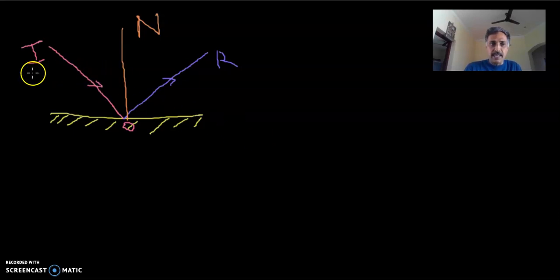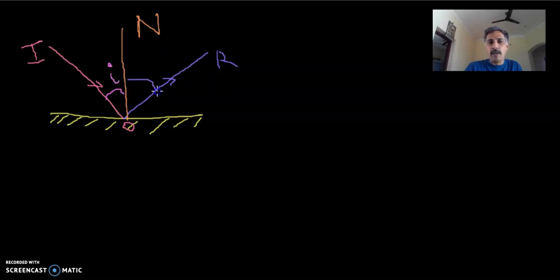Now the angle made by the incident ray with the normal, we call this the angle of incidence I. This is the angle of incidence I. So the angle between the incident ray and the imaginary normal which we have drawn, you call it the angle of incidence.